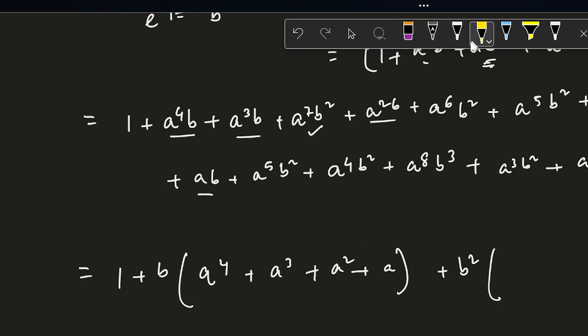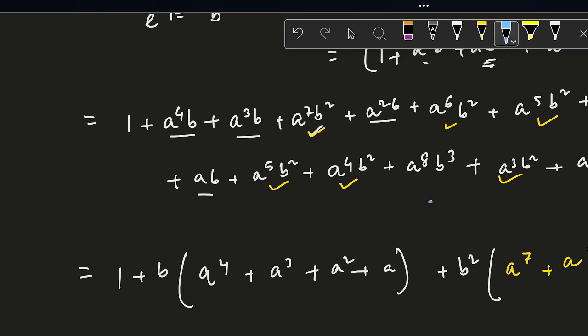So let me use a different color here. So this is b square, this is b square, this is b square, b square, b square, b square. Okay, so here you get the coefficient as a^7 plus here 2a^5 we have obtained. So sorry, there was previously a to the power 6, then 2a^5 plus 1 a^4 plus 1 a cube, right?